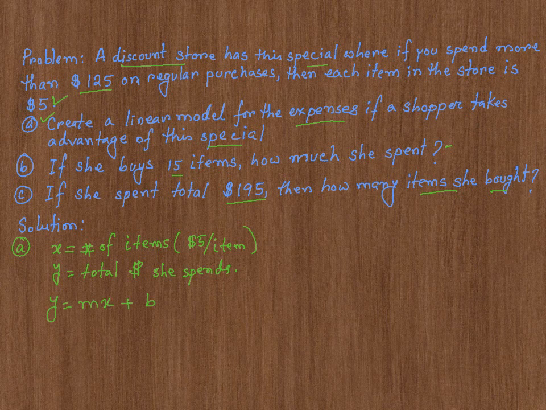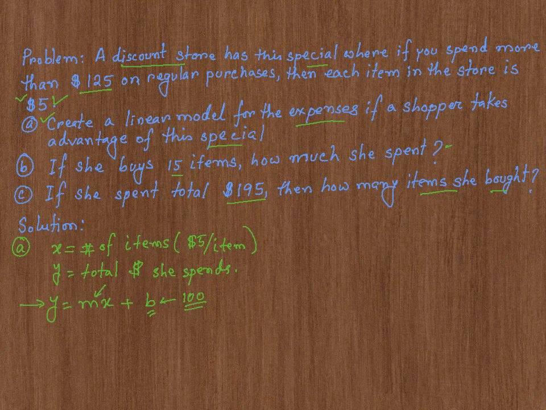B is the fixed amount. So here you have to learn how to apply this linear model in the slope-intercept form in the context of this problem. Look, B is the amount of money that she has to spend before she gets into this special, where she would get every item for $5. So B must be the minimum amount. So we are going to have B is equal to $100. That's fixed.